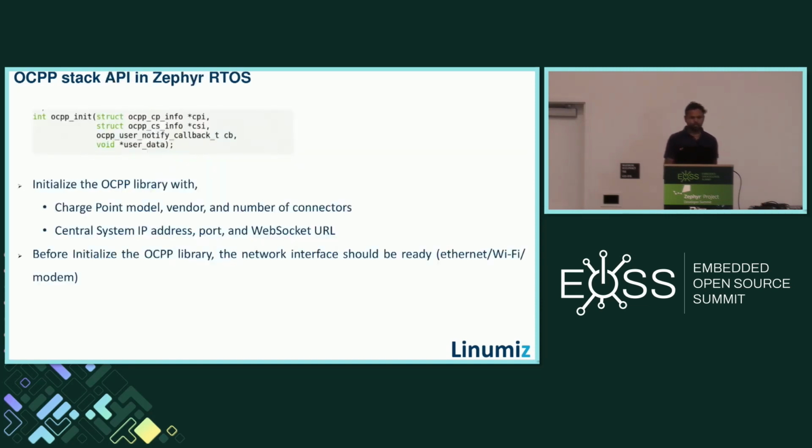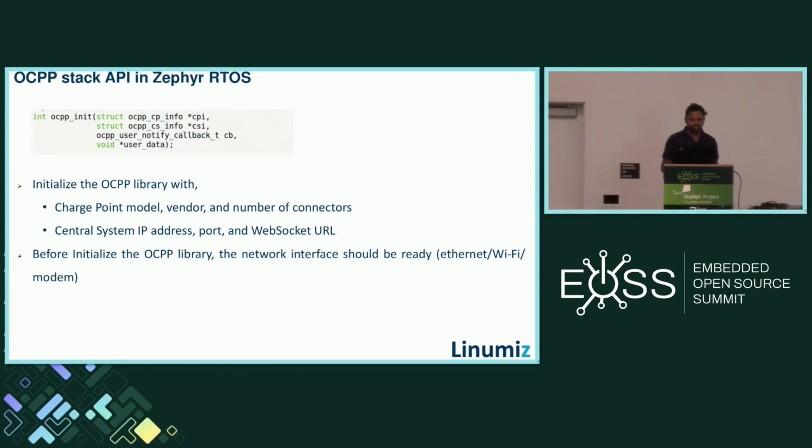Now we will look into the API which is exposed to the consumer. The first one is the OCPP_init API, which is supplied with the charge point information and the central system information. The charge point model, vendor, and number of connectors are the mandatory information which needs to be filled in for the charge point information. Then the central system information, like the resolved IP address, port, and WebSocket URLs, is supplied here.